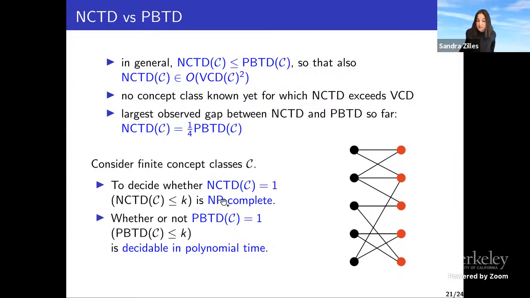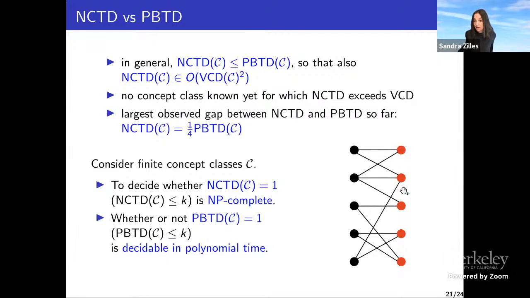So there's actually an interesting link to graph theory. The proof for this NCTD result, at least the one we have, is not trivial at all, but it makes a nice connection to the theory of matching. What you can imagine is a bipartite graph. The black vertices are concepts. The red vertices are sets of labeled examples. And you draw an edge if a set of labeled examples is consistent with a concept.